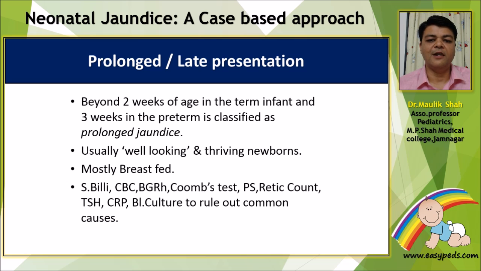Usually these babies are well looking and well thriving newborns. They are usually breastfed. The serum bilirubin, blood grouping, Coombs test, peripheral smear and the retic count usually turn out to be normal, but they need to be done simply to rule out all the common causes which might also lead to prolongation of jaundice. For example, ABO or Rh isoimmunization can also have bilirubin still on the rise or sustaining even after 2 or 3 weeks.